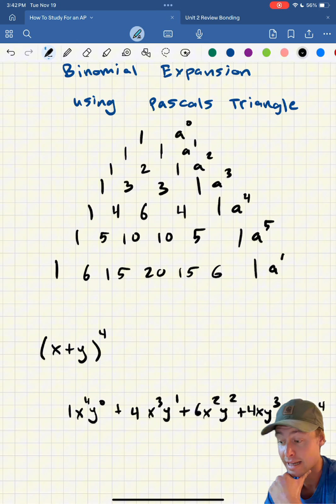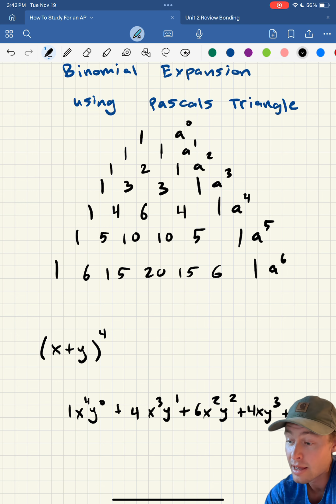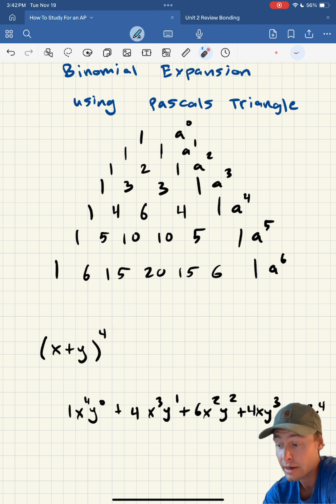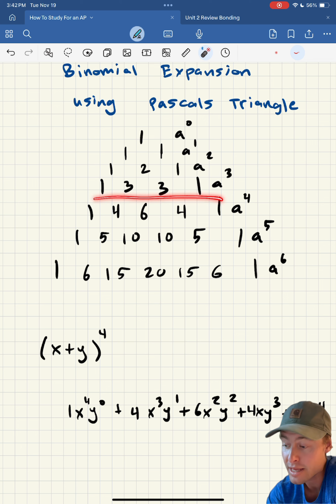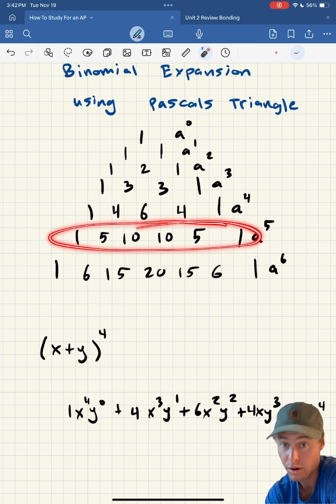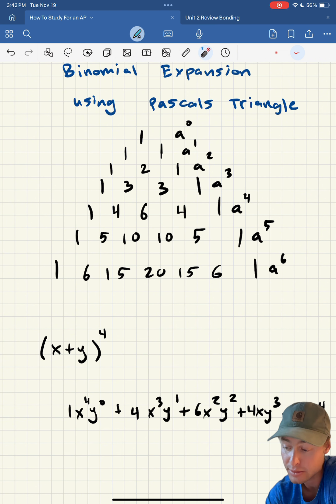Seventh row is to the sixth. Okay, so what do I mean by that? I mean, if you have a binomial, whatever the exponent is out here tells you what row you need to go to. So we had an exponent of 4 out here, which means we need to look at the fifth row of Pascal's triangle. If this had been an exponent of 5, we'd need to look at the sixth row of Pascal's triangle. But because we had to the power of 4, we're looking at the fifth row of Pascal's triangle.